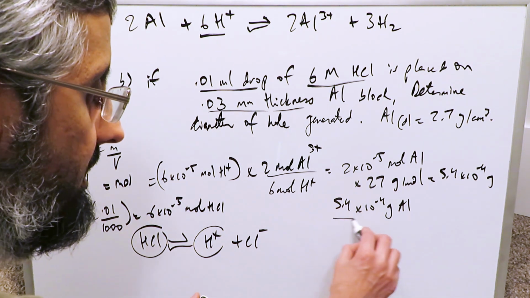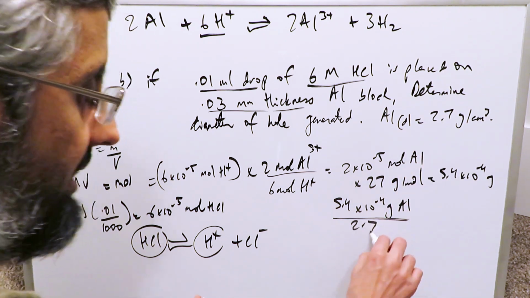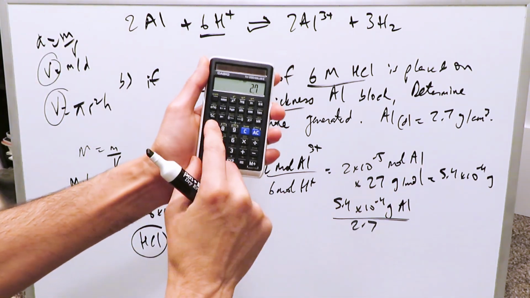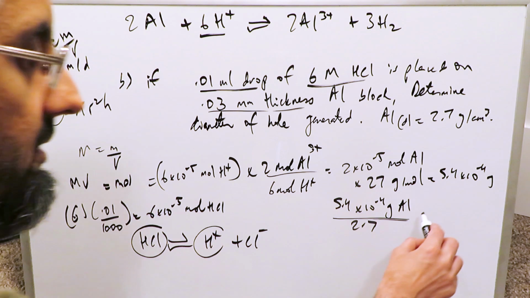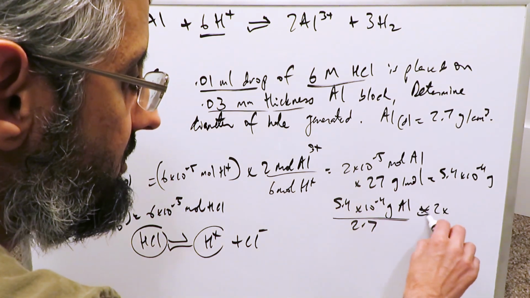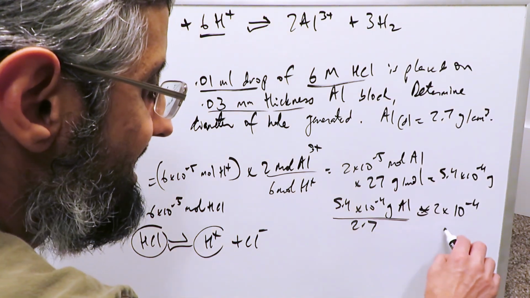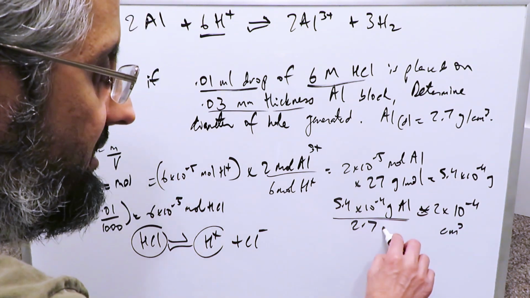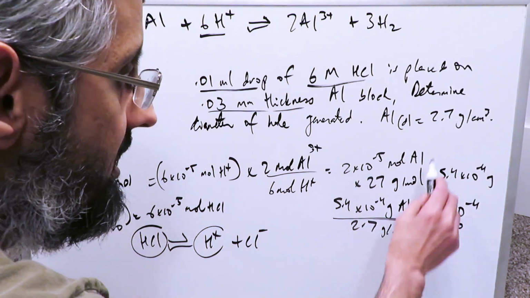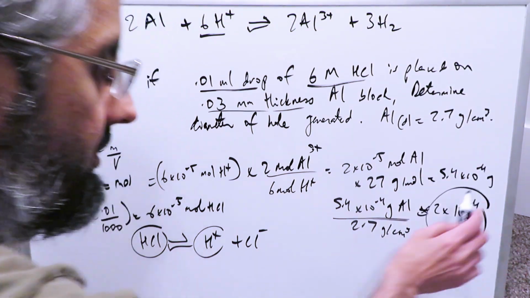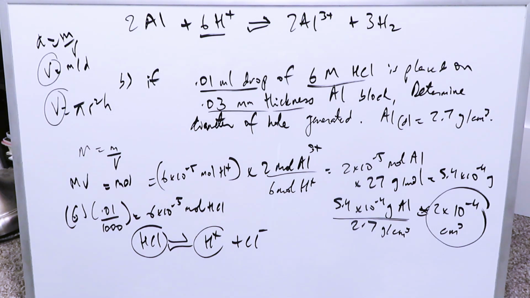We'll divide this by that 2.7. What will we get? I'll get 2 times 10 to the minus 4. We'll get 2 times 10 to the minus 4 centimeters cube. Remember, this is grams per centimeters cube. You see this, so we'll have this. The volume is equal to 2 times 10 to the minus 4 centimeters cube.